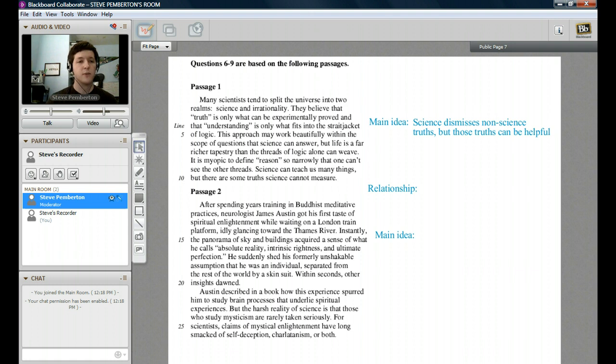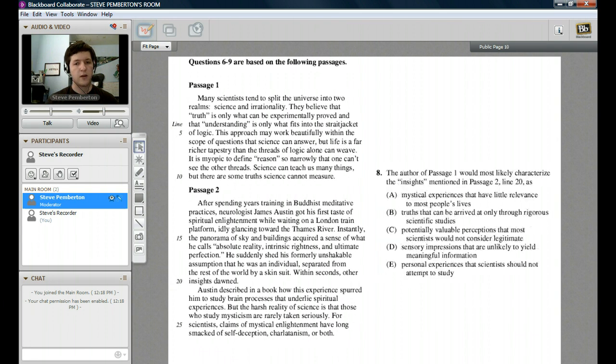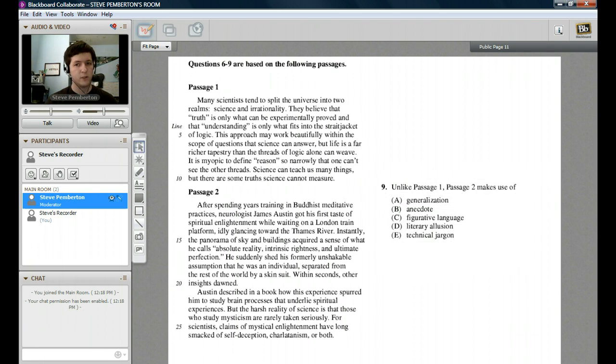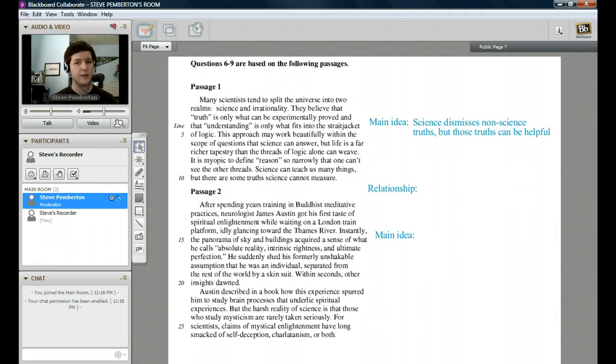Okay, so you would look through the questions and see if there's any question about passage 1 only. And unfortunately, there is no question about passage 1 only, but that's what you want to do. You would answer any question about passage 1 only if there was. Then, since there is no question about passage 1 only, we'll go to passage 2. We'll read the whole thing.